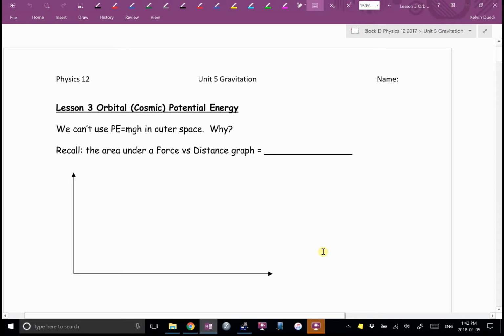Cosmic potential energy. Today we're going cosmic. We're going to be talking about gravitational potential energy. Up until now, I've told you that PE is mgh. We can't use that if we go cosmic. We can't use that in outer space. Why not?